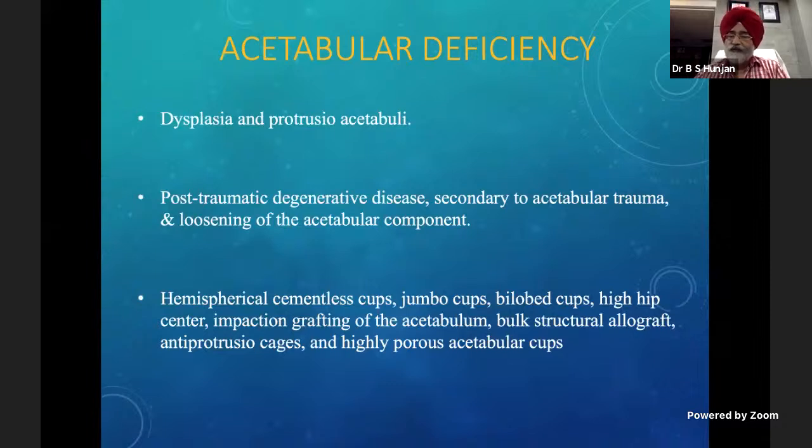So the most important thing in acetabular deficiency is where the deficiency is and how to readdress that. Now, this can be because of dysplasia or protrusio acetabuli. It can be because of post-traumatic degenerative disease secondary to acetabular trauma, and loosening of the acetabular component. Now, hemispherical cementless cups, bilobed cups, high hip center, impaction grafting, and bulk structural allograft are all things we have to consider in this talk. How to go forward?